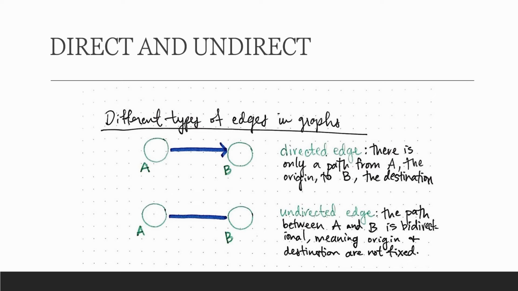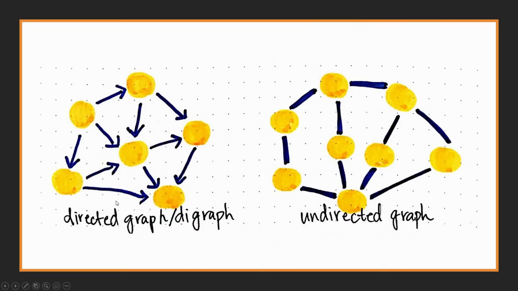For an undirected edge, the path that we can travel goes both ways. This is to say, the path between the two nodes is bidirectional, meaning the origin and destination nodes are not fixed. So this is another example of directed and undirected edges.